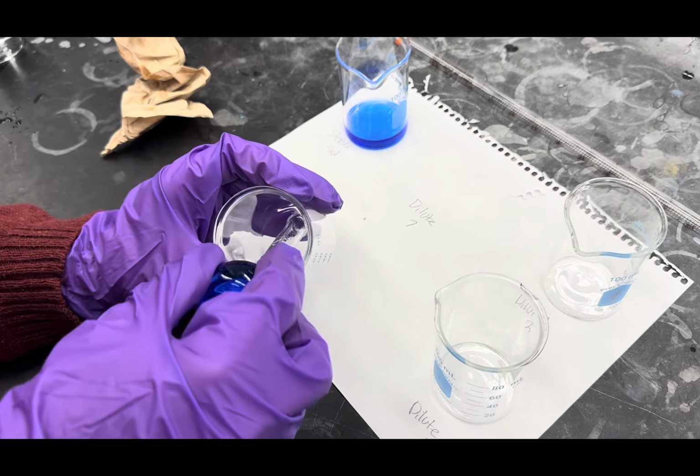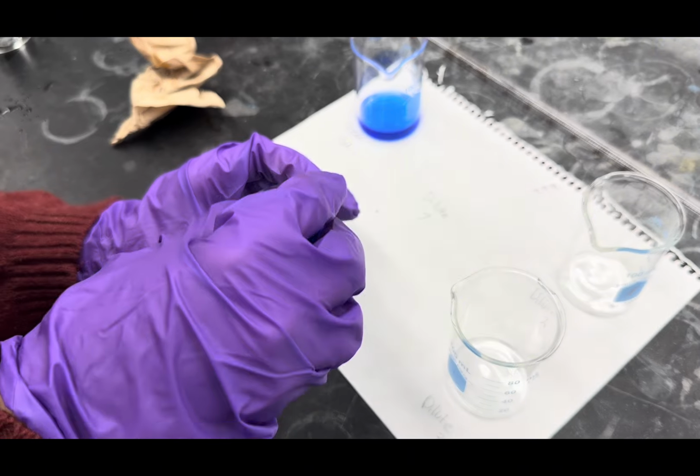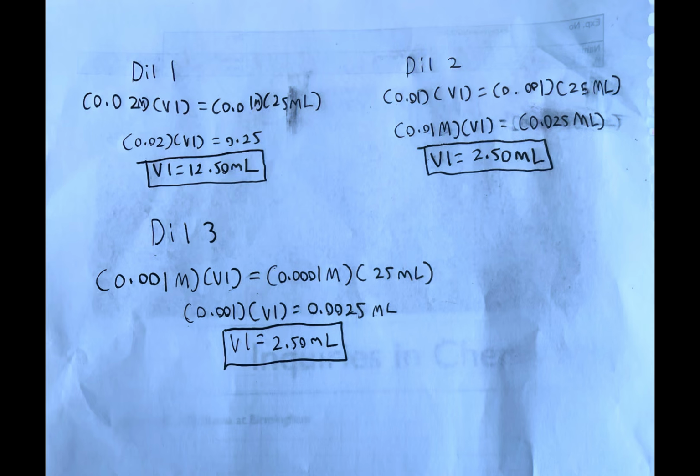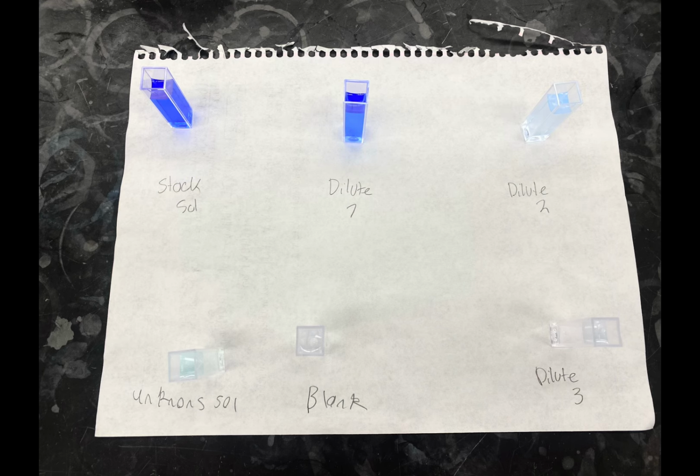Repeat these steps for each dilution, making sure to write a new equation based on the prior dilution to get the measurement needed for the next. After completing the 3 dilutions, fill the 6 cuvettes, making sure there is one blank, one with the stock solution, and one with the unknown. Then fill the last 3 with the dilutions.